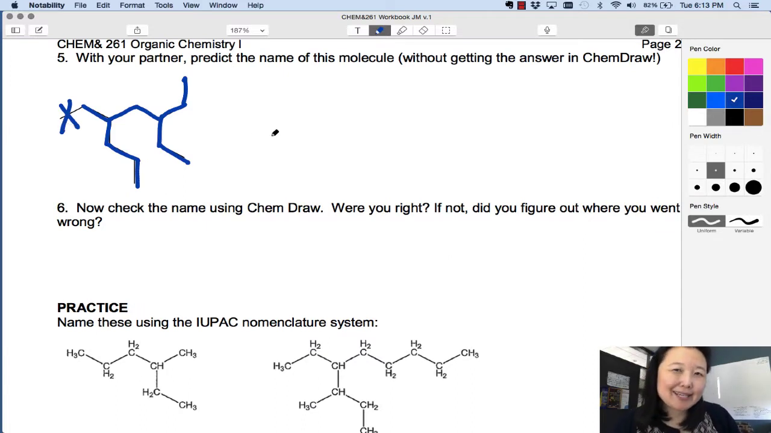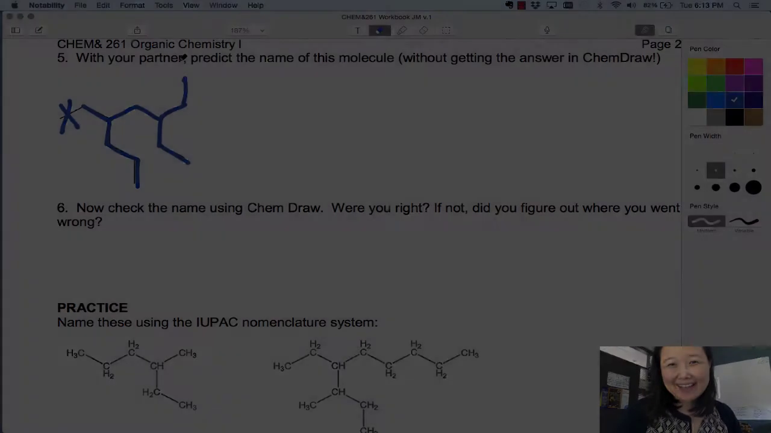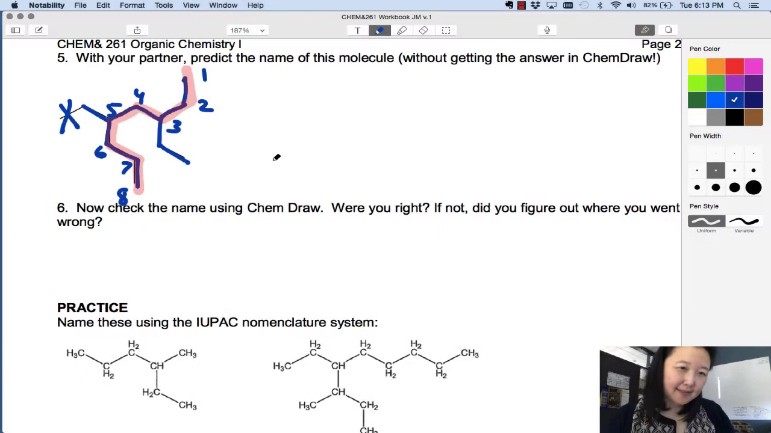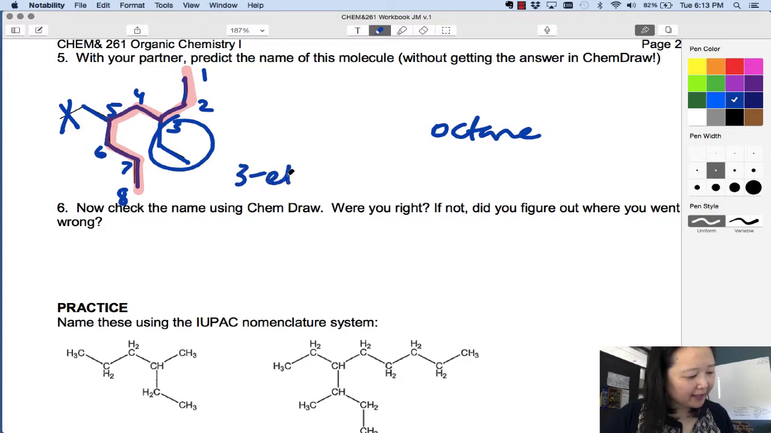Now I want to see what you think the name would be if I just took off this group here and I had this molecule instead. In this case, our longest chain is still 8, so it's still an octane, and now we've got two branches. We've got the ethyl group at carbon 3, and the methyl group at carbon 5. So we're going to have a 5-methyl and a 3-ethyl.